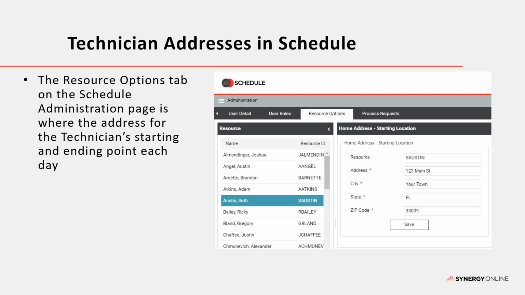So when we talk about the technician's addresses in schedule, you can use the little sandwich icon, that 3-bar icon in the upper left here, and navigate to the administration tab and then the resource options. And this is where we want you to put in your technician's home address. Now I say home address because a lot of our customers' technicians take a company truck home and they literally are being dispatched from their home in the morning to that first customer site, and at the end of the day they'll be returning back to their home. But that's not always the case.